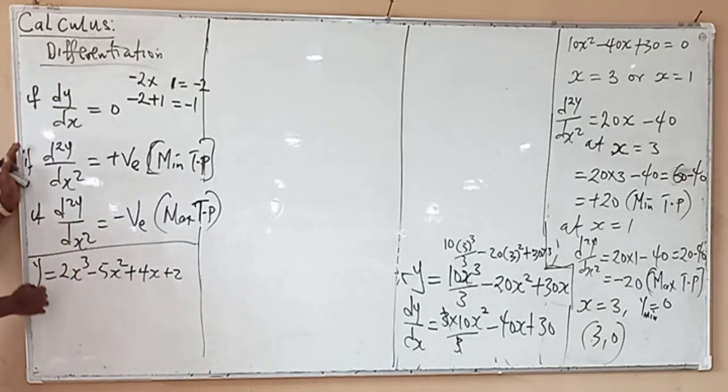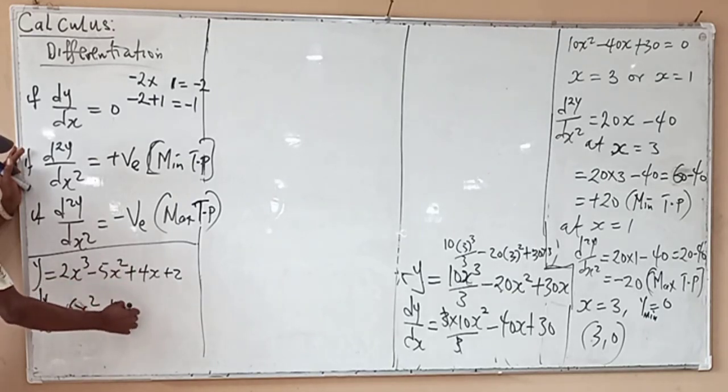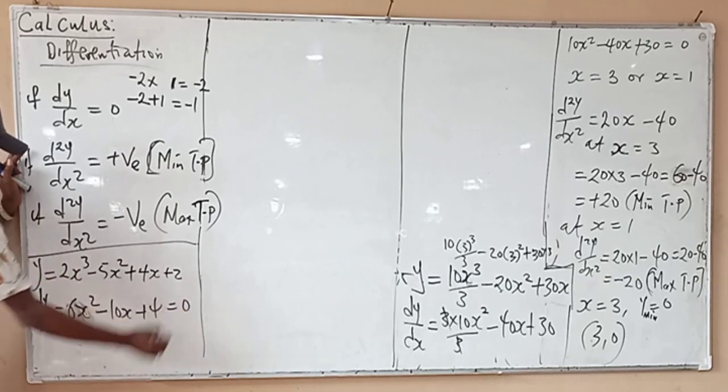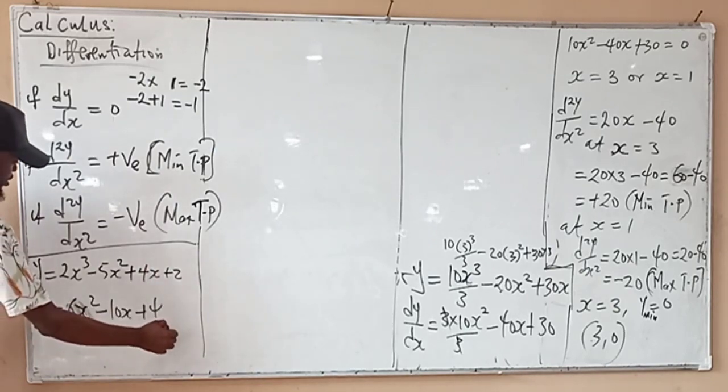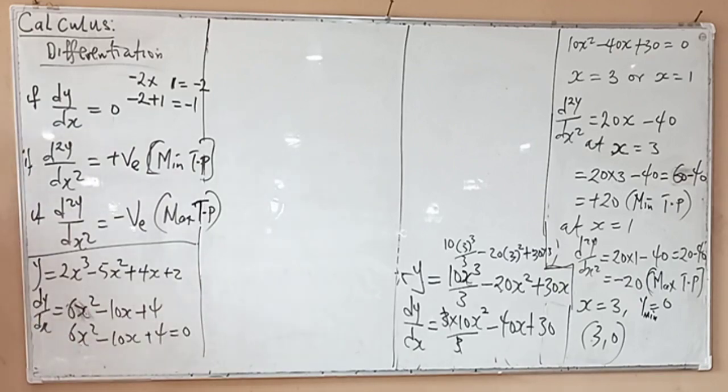First thing, you differentiate dy over dx. That's going to give us 3 times 2 is 6x squared, minus 10x, then plus 4, and that is equal to 0. Now what will be the values of x here? 6x squared minus 10x plus 4 equal to 0. What are the values of x here?